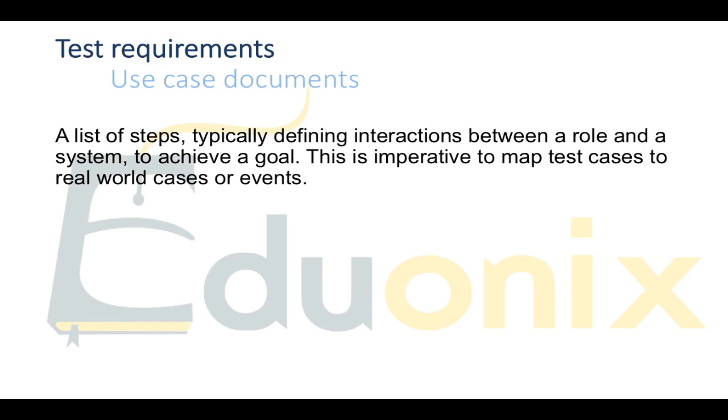The use case document is a list of steps, typically defining interactions between a role and a system to achieve a goal. It's imperative to map test cases to real-world test cases or even events. This is where you put yourself in the shoes of your average user. Try and figure out what they're going to be doing on a daily basis and write tests around that to make sure it's all captured.